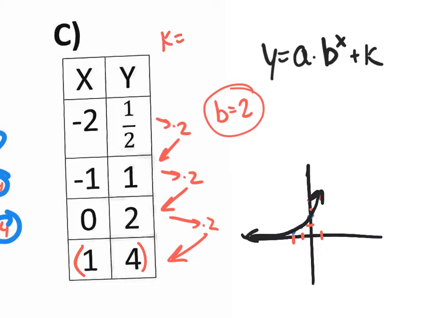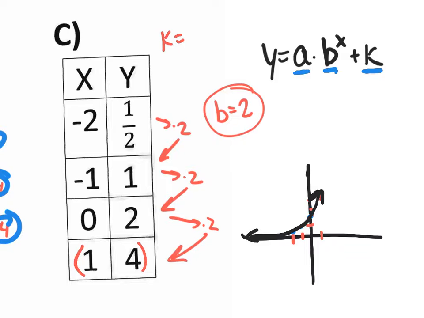So the K value is 0. We already know that the B value is 2. All we need to know is the A value, right? We know the B value is 2. We know the K value is 0. All we need to know is the A value, and we'll have our complete equation.